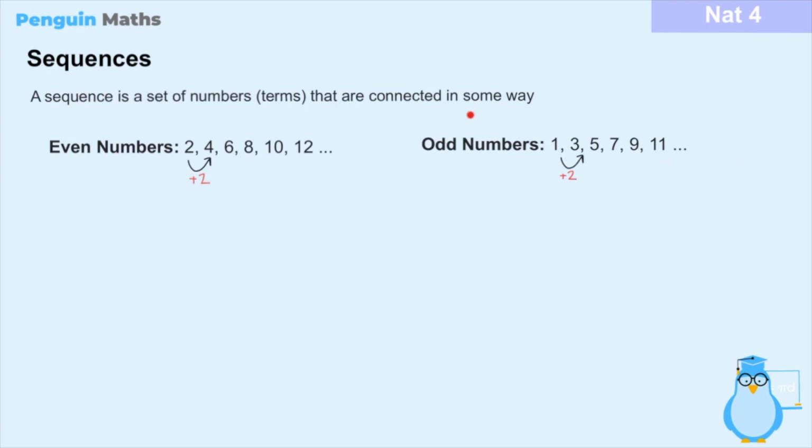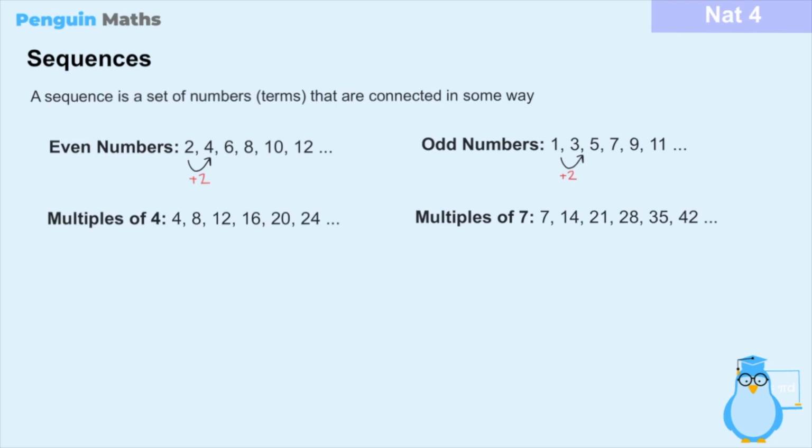For both the odd and even number sequences, we are adding 2 each time, and that's because if we start counting from 1, we have an odd number, then an even number for 2, odd, even, and so on. So both the even numbers and the odd numbers are examples of sequences. Now here are 2 other examples of sequences. The first one we have multiples of 4, and the second one we have multiples of 7, or in other words, the 4 times table and the 7 times table.